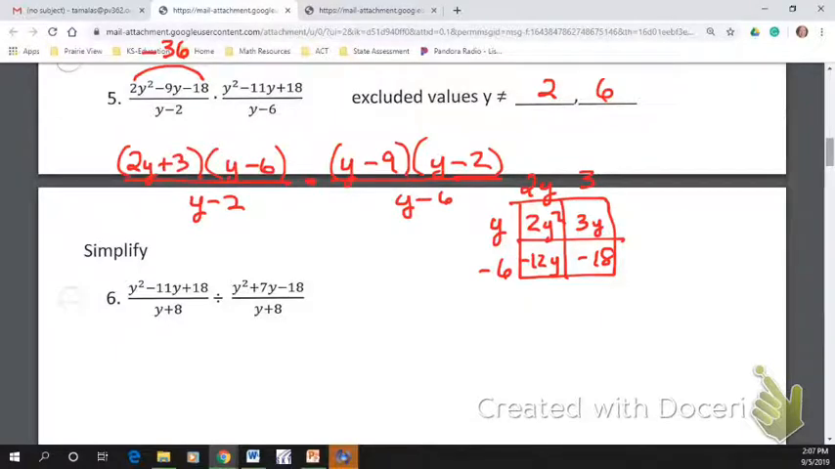Now you can start canceling. Cancel now the 2y, negative y minus 2, that's an entire quantity. And if this was a plus sign here, I couldn't do that. But since it's multiplication, I can. What about negative 6? Yeah. The y minus 6's will cancel as well. And so now I'm left with 2y plus 3, y minus 9. So you can write your answer like this.